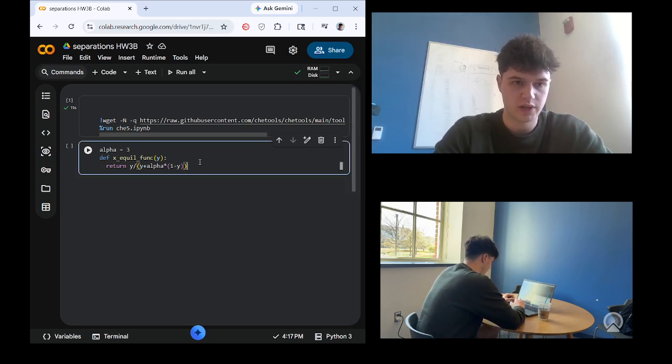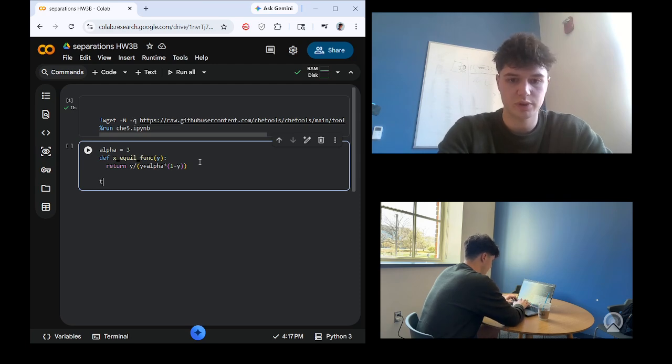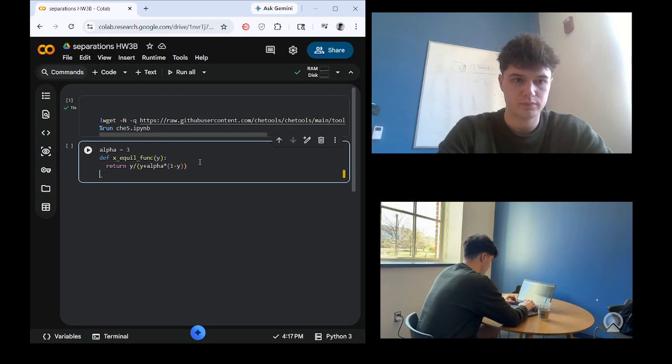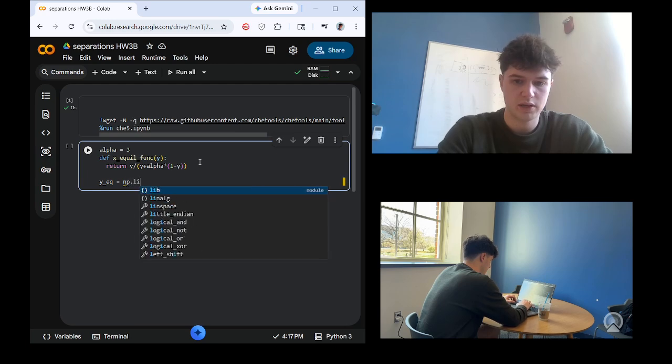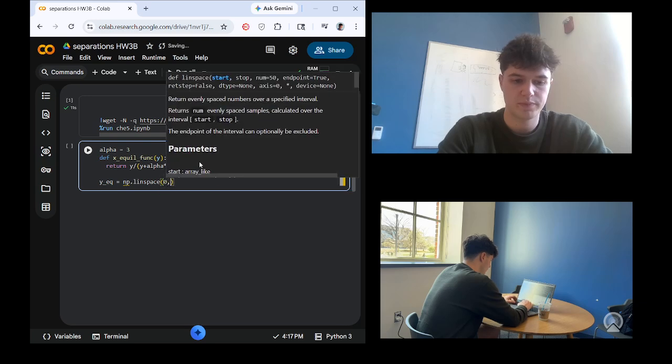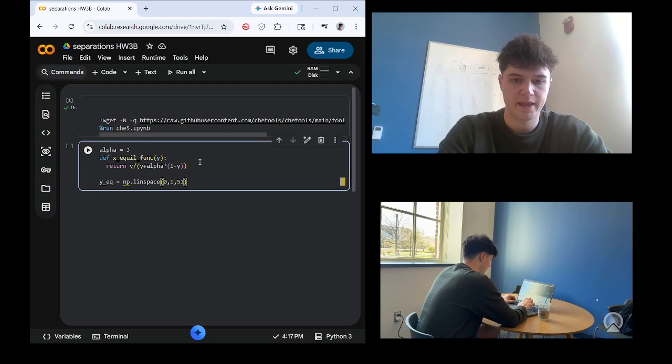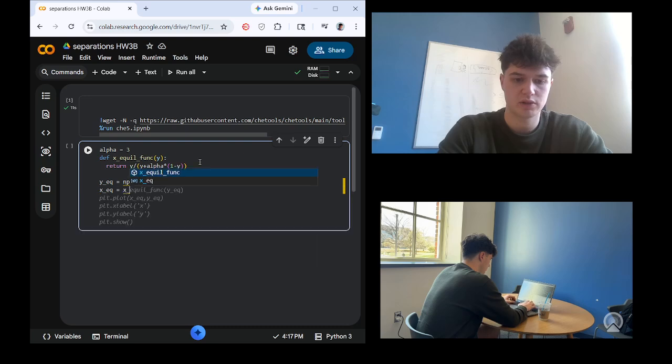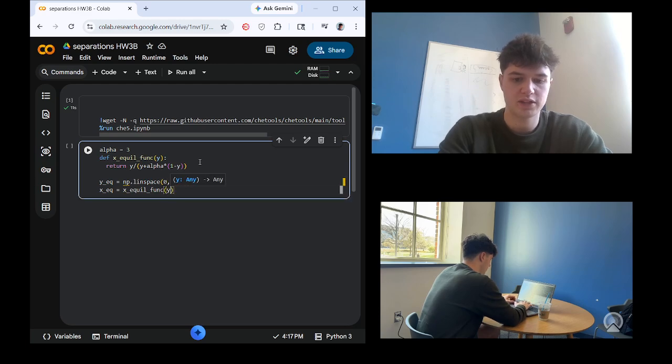So next, we would need our y equation. We want to get out of this. We're going to say y eq, and that is going to be equal to np.linspace, and we want 0, 1, and 51. Then we also need our x equation, which we'll label as x eq, is equal to the x equilibrium function, and that is going to be a function of now y eq. Let's run this to make sure everything is good.